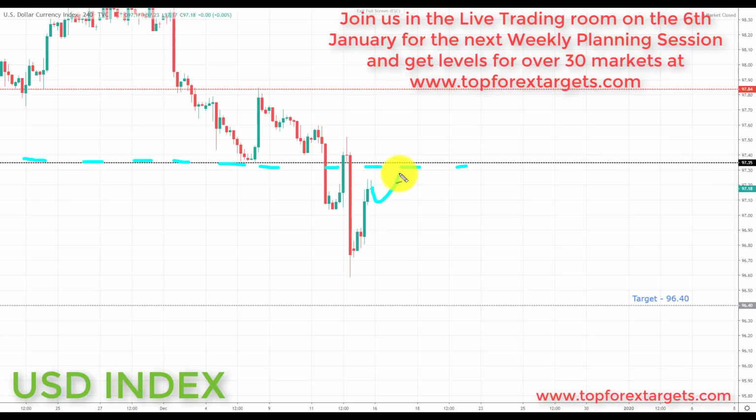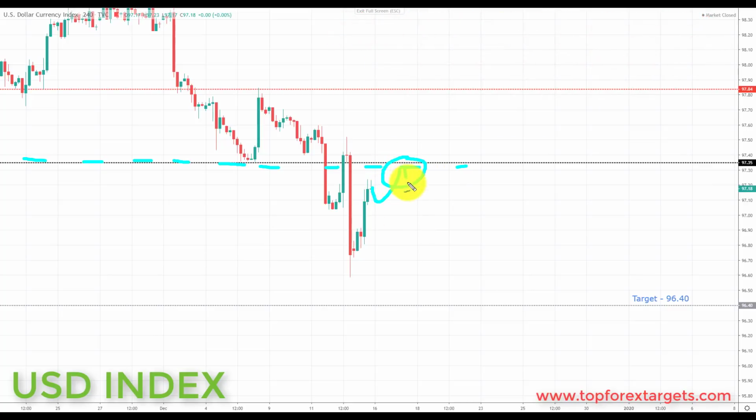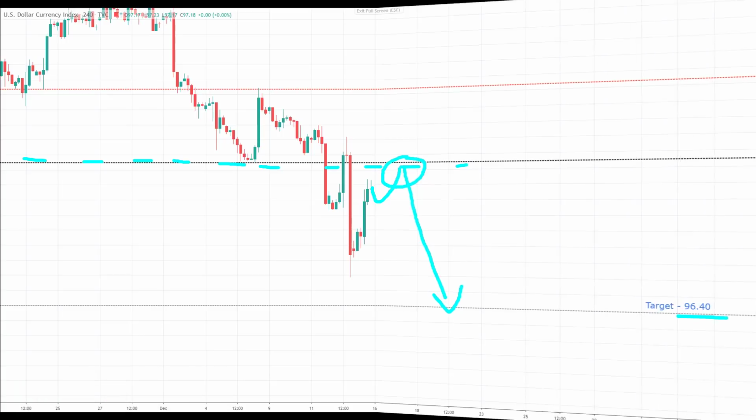If we can come back, and preferably as always, if we can come back and retest this, it's going to be a great place to start to look for further declines to the downside in the dollar index. And we're going to be looking down towards the next key area of support to the downside and target set at 96.40. As we are starting to trend to the downside in the dollar index, and we are currently structured to the downside, we will be going into next week with a bearish bias on the dollar index.